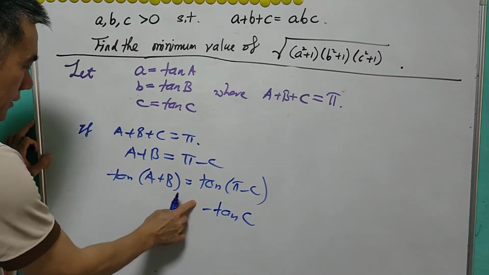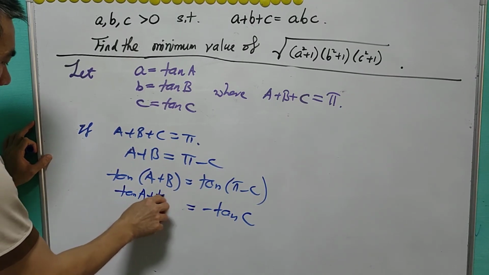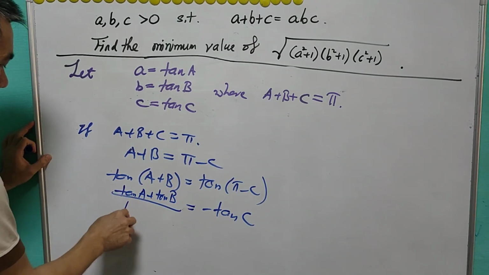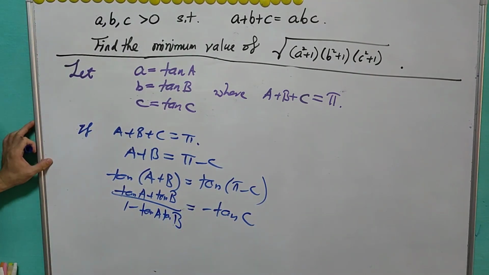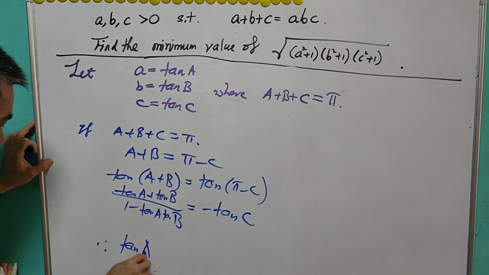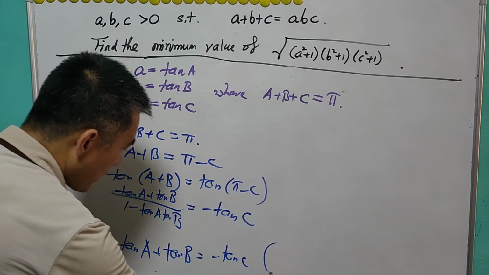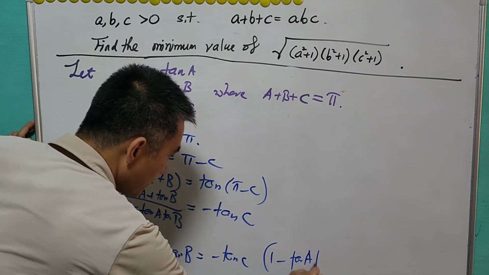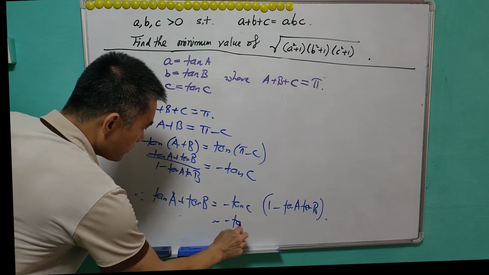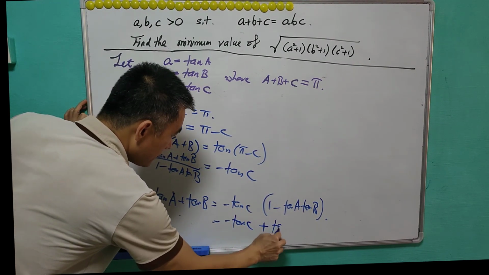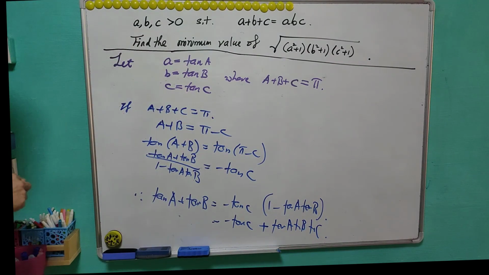And we know from the formula that tangent(A+B) equals (tangent A plus tangent B) over (1 minus tangent A tangent B). And therefore, tangent A plus tangent B will equal negative tangent C times (1 minus tangent A tangent B). So this will be negative tangent C plus tangent A tangent B tangent C.